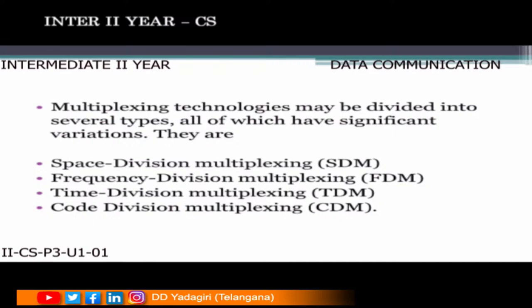Multiplexing technologies may be divided into several types, all of which have significant variations. They are SDM, Space Division Multiplexing, FDM, Frequency Division Multiplexing, TDM, Time Division Multiplexing, CDM, Code Division Multiplexing.